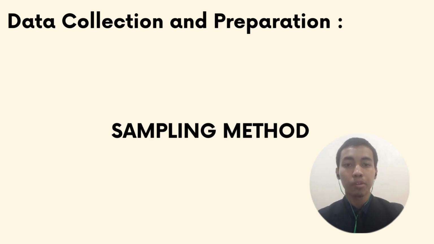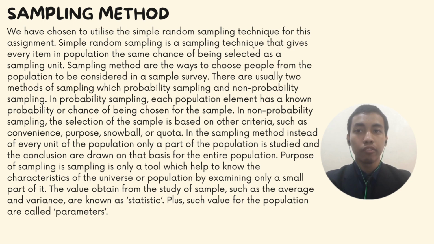Data collection and preparation. Sampling method. Sampling methods are the ways to choose data from the population to be considered in the sampling survey. We chose the simple random sampling method for this assignment. Simple random sampling is a type of sampling method which gives the same chance in picking data from the population as a sampling unit.